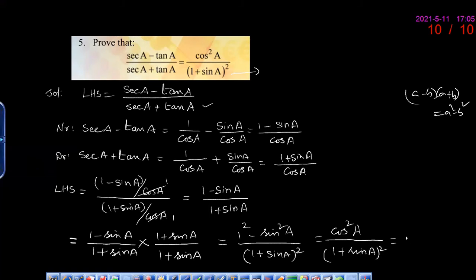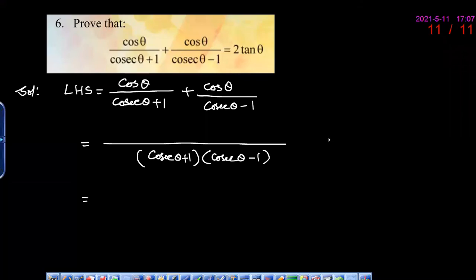So we got RHS. Therefore, LHS is equal to RHS. Hence, proved. So this is how we can solve the problem very easily. Let us solve another problem.